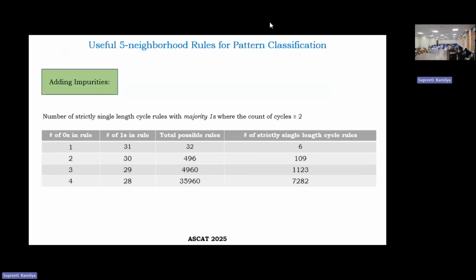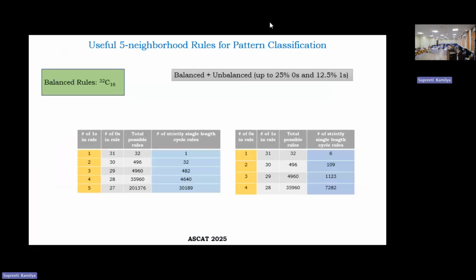This is one way. Another way: first we consider a particular rule consisting of all ones, and then we increase the number of zeros. There also, for our experimentation, we have gone up to 12.5%. In this way, we figured out some collection of rules. These are for unbalanced rules. When we go for balanced rules, there are also a huge number of rules. We have taken a few of them.